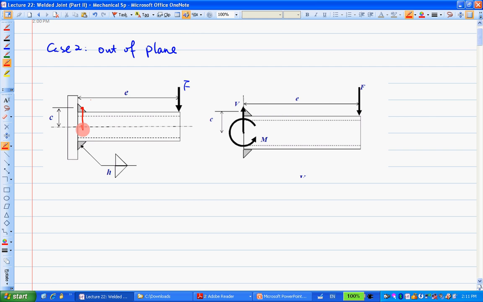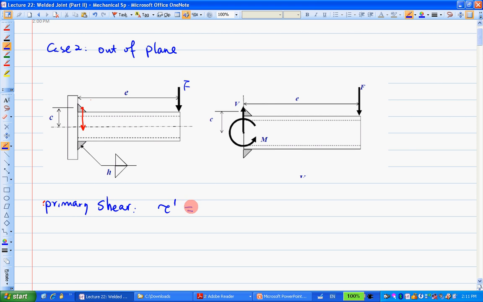So there is going to be a shear stress caused by the V. Well, V is balanced here, but if you cut a cross section right in front of it, then there is going to be a shear stress, right? The shear stress caused by the V there. So that's what we call the primary shear, just like the in-plane case.